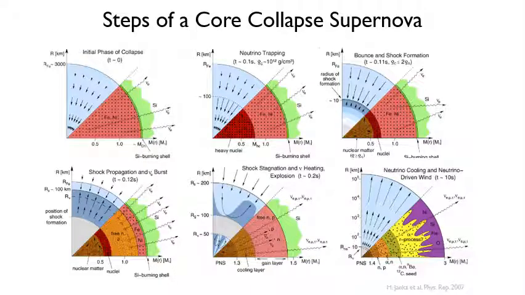And core collapse supernovae are pretty complicated. There's a lot going on, and they're very rich in terms of being sources of nucleosynthesis. So I'll go through the many different ways that you get chemical elements from core collapse supernovae.